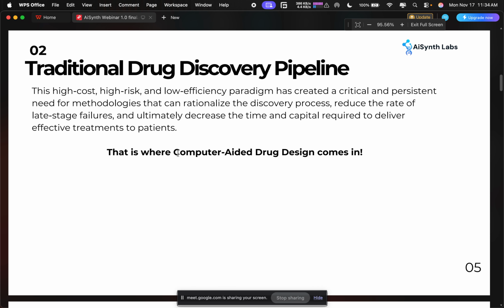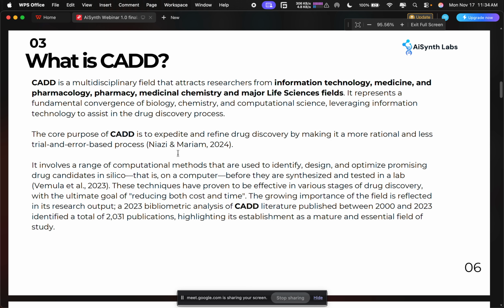So traditional drug discovery, basically, is expensive, it is high risk, and the methodologies are not okay to solve the problems that we have at hand. So that's where computer aided drug design comes in. So what is computer aided drug design? It's a multidisciplinary field that attracts researchers from information technology, medicine, pharmacology, pharmacy, medicinal chemistry, and major life science fields. Basically almost everywhere under life sciences. That's every field that you can find under physics, chemistry, and biology. It's an intersection across all of them. Even mathematics also, that makes this field tick.